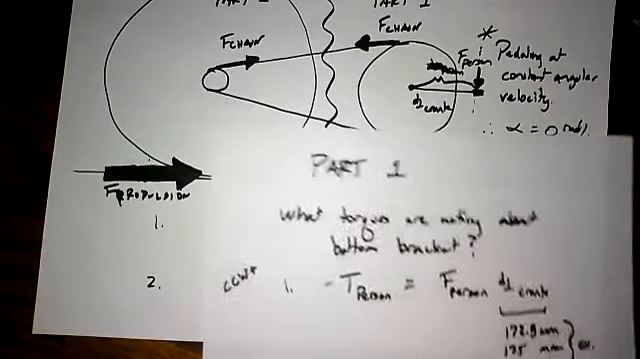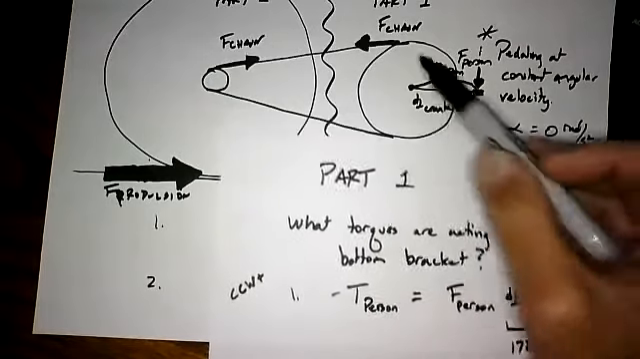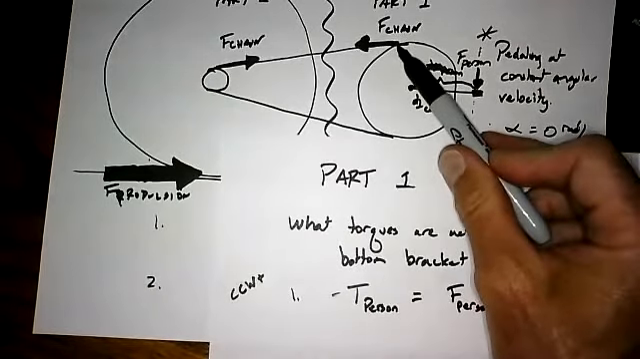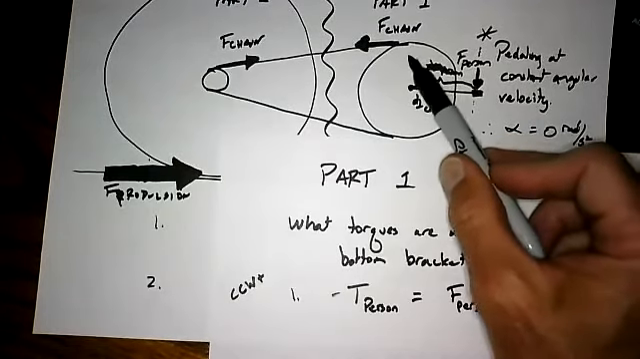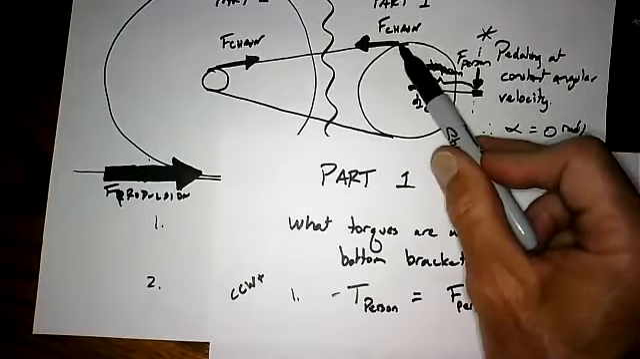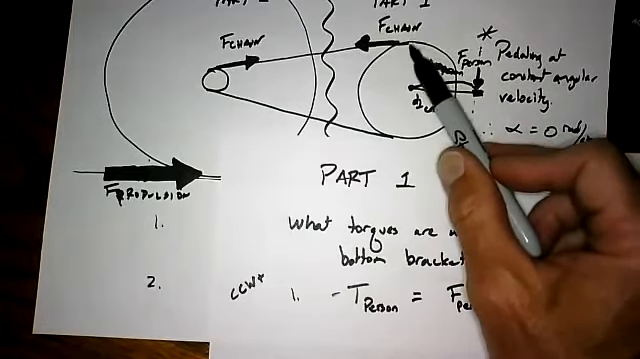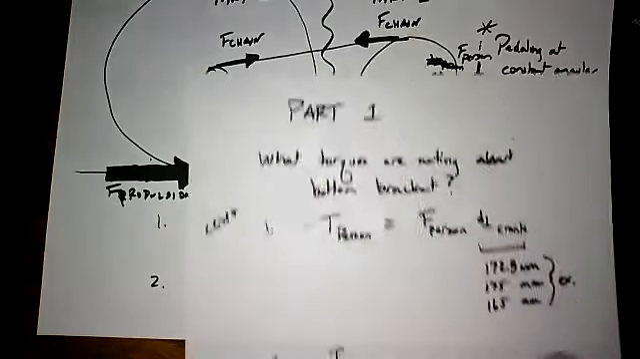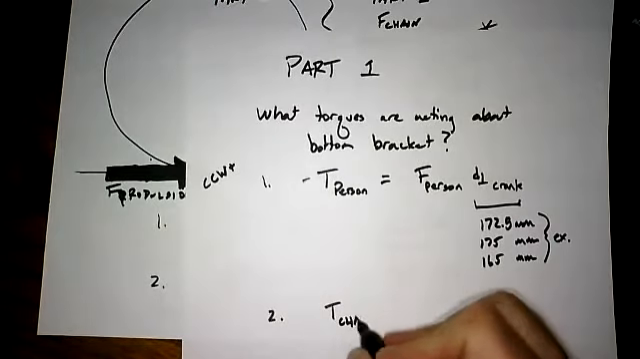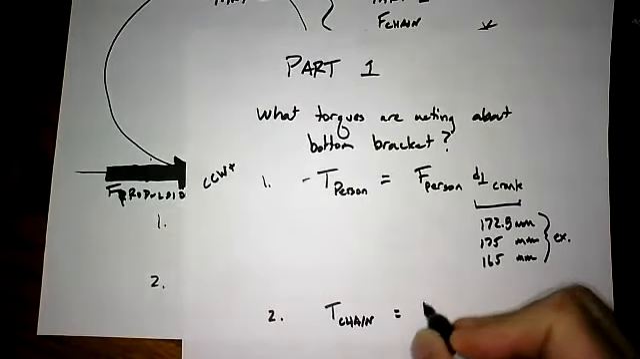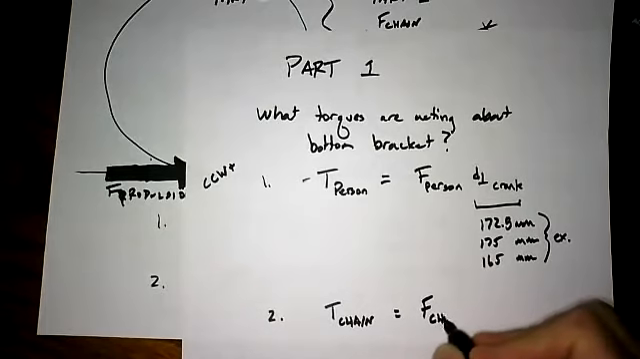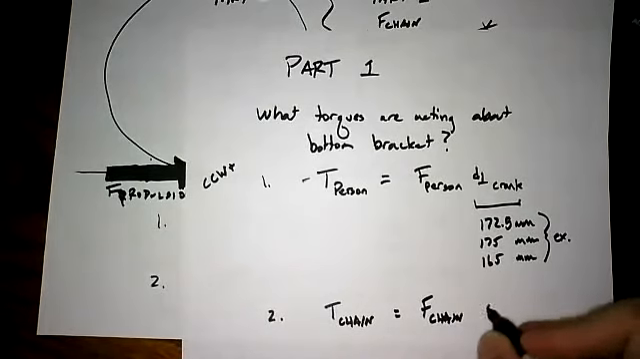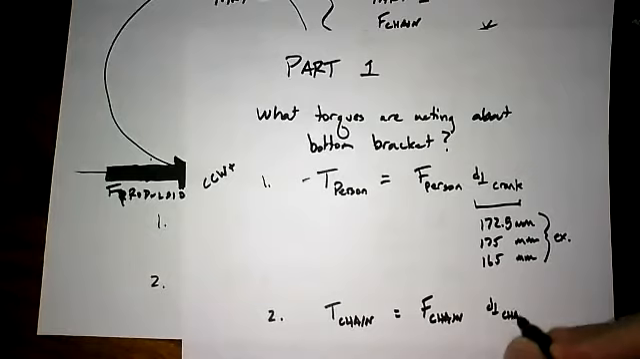The other torque is due to this force right here, the chain pulling on the big ring. The chain is providing a resistance force on that big ring. Okay, so now we have torque due to the chain, which is equal to force of the chain times d perpendicular of the chain.